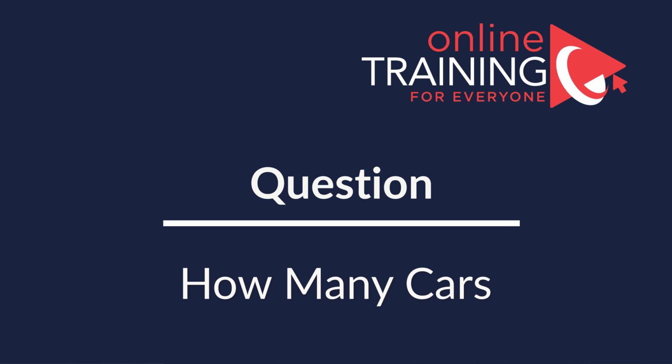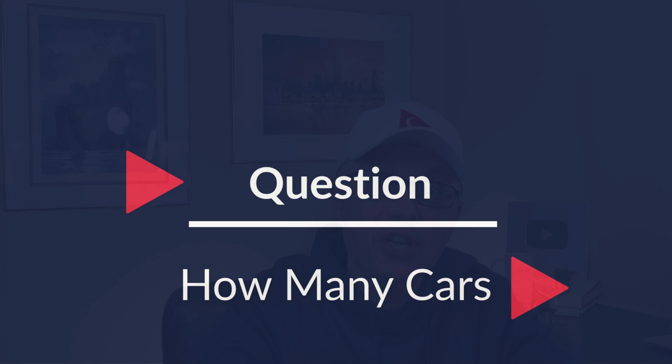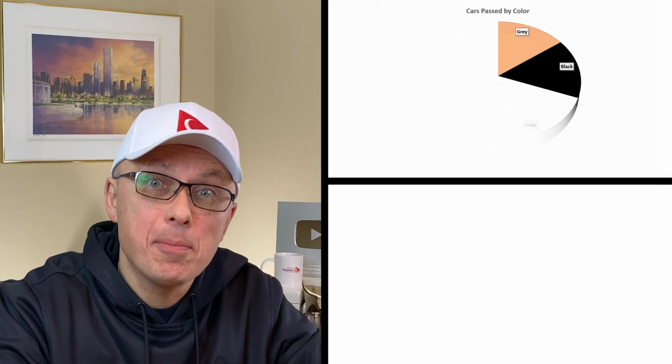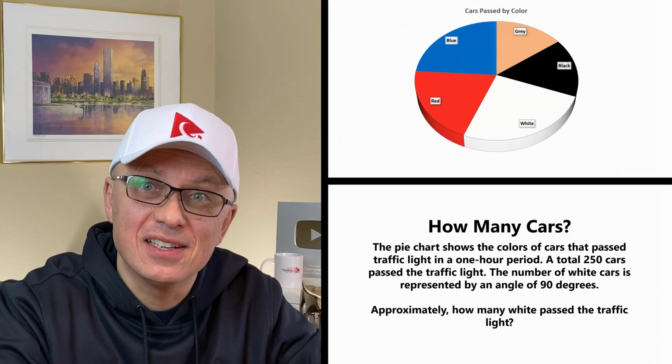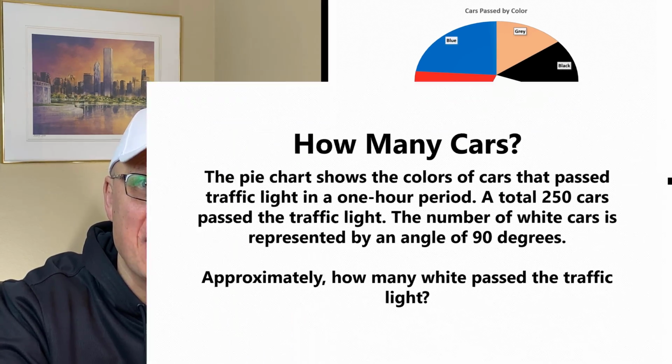A lot of times you get tested on your ability to analyze charts and graphs. In this question, we see a pie chart, which is broken down into parts. You see parts presented in the different colors: white, red, blue, gray, and black. And the question asks you how many cars. Let's read the question more carefully.